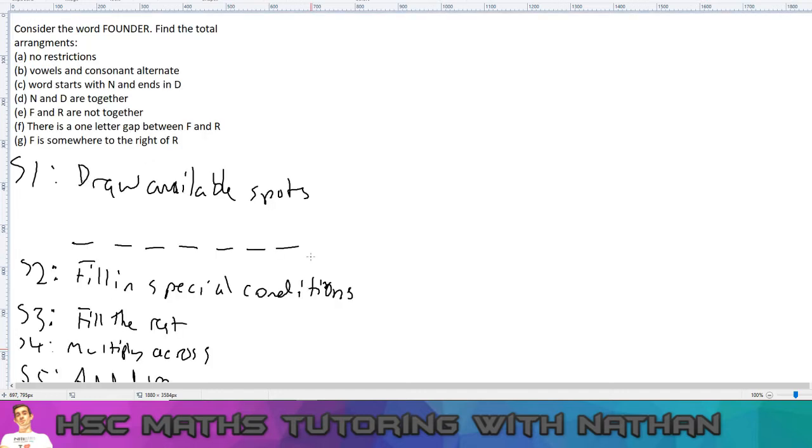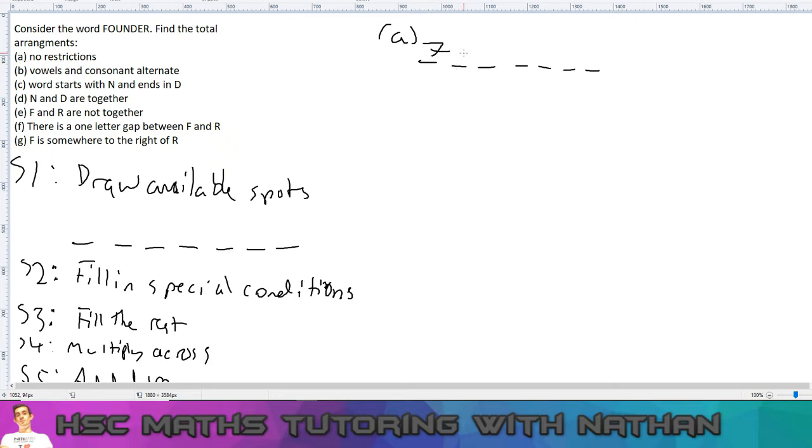So let's go through the process. We'll start with A. Just note, I do not use the nPr function to do permutation questions. I just like to fill the spots. It's a much more common sense method, and it makes a lot more sense. So, no restrictions. We've got 7 spots. In the first spot, I've got 7 letters to pick from, so that means 7 options for the first spot.